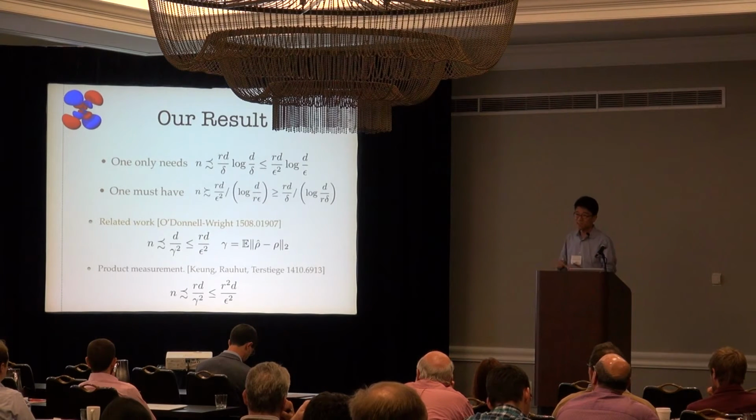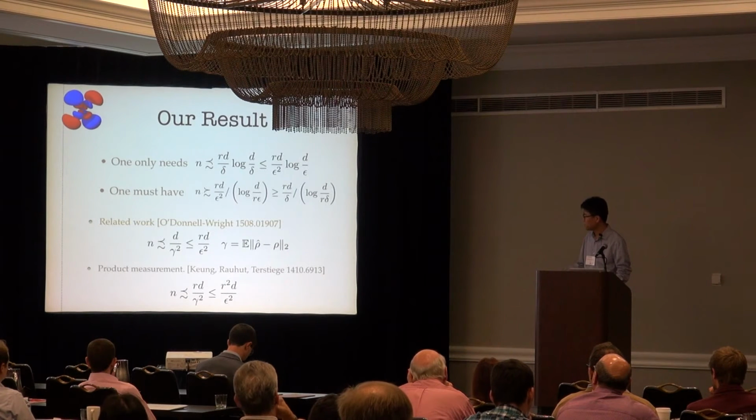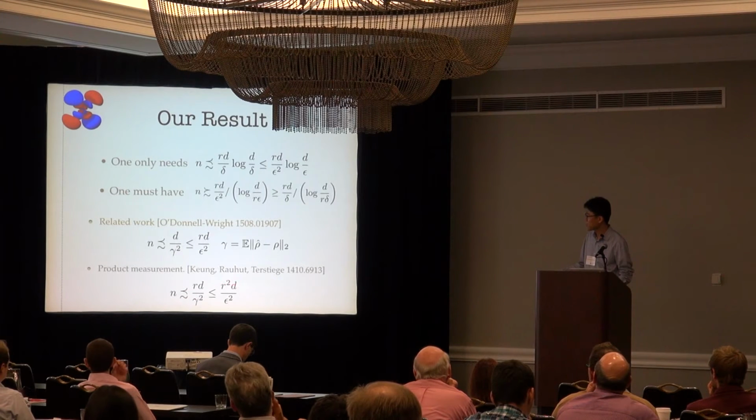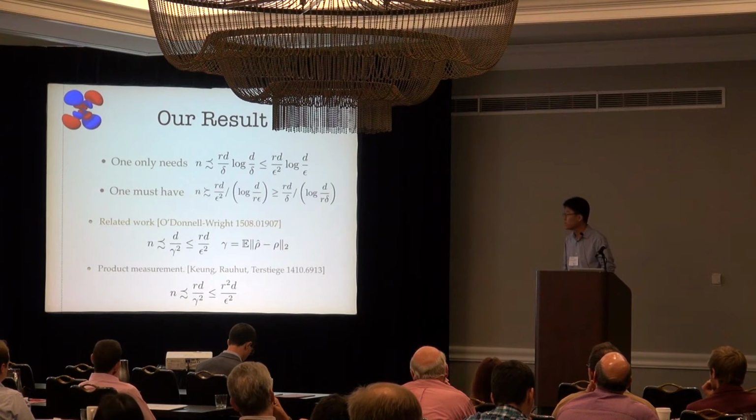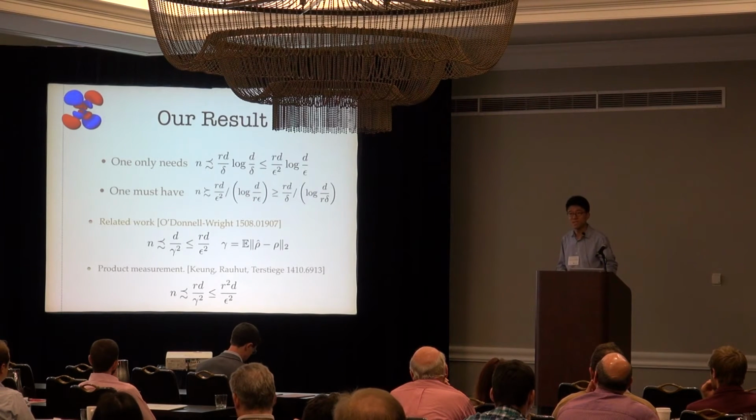Actually, previously, the best available result only appeared last year, where you need r squared times d over the accuracy goal. So if your state is of order full rank, then this scales like d cubed, whereas the new bound says it scales like d squared. So it's an improvement in dimension dependence.